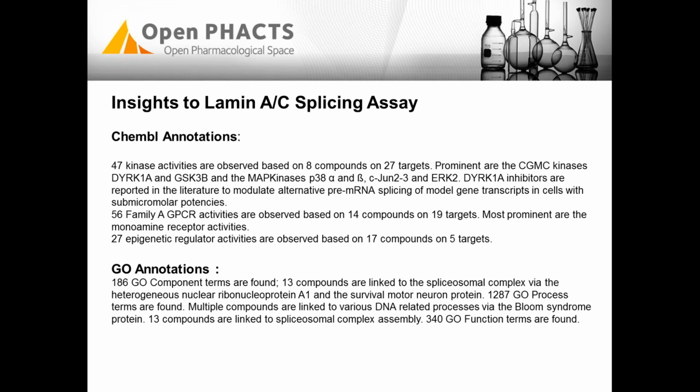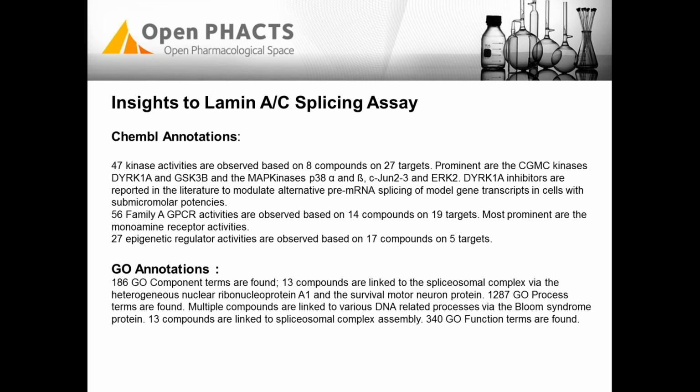There are GPCRs which come up with 14 compounds on 19 targets, and most prominent are monoamine receptor activities, and there are also epigenetic regulators with 17 compounds on 5 targets. Then GO annotations: there are 186 GO components which are found. 13 compounds are directly linked to the spliceosomal complex via heterogeneous nuclear ribonucleoprotein A1 and to survival motor neuron protein.